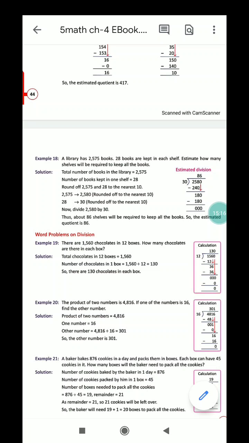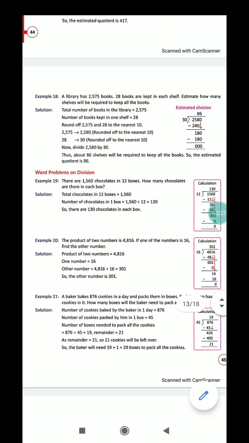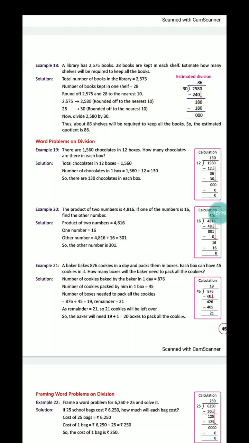Now word problems. There are 1560 chocolates in 12 boxes. How many chocolates are there in each box? So we will take total chocolates in 12 boxes is equal to 1560. Number of chocolates in one box is equal to 1560 divided by 12. After doing the calculations, we have got the quotient. There is no remainder left. So the quotient is 130. So there are 130 chocolates in each box.